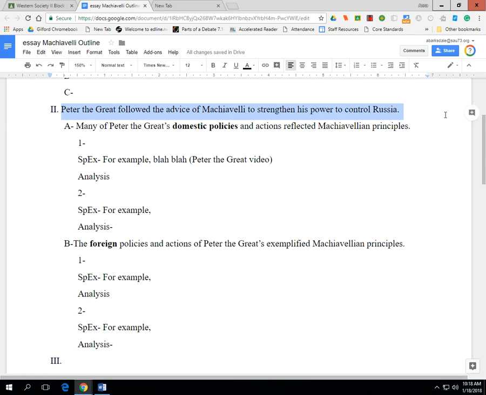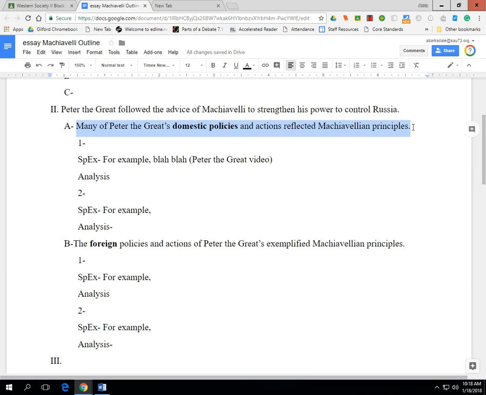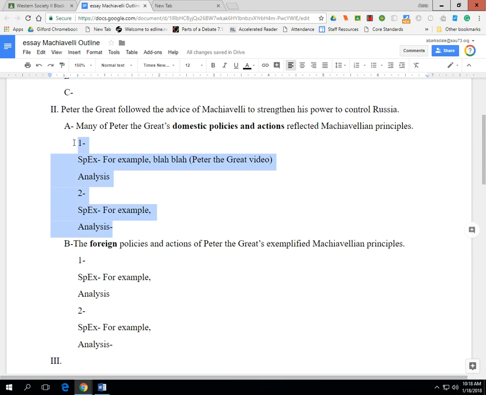Okay. On Thursday, we also began to set up the outline, and remember how it worked. We set up our proof sentence, which is going to give us our big, broad statement about Peter the Great using Machiavelli to control Russia. Then in our A statement, we put many of Peter the Great's domestic policies and actions reflected Machiavellian principles. Now, the reason why I bolded domestic was because at 1 and 2, your 1 and 2 analysis for part A are going to be about 2 of Peter's domestic policies. You're going to allude to Machiavellian principles, and you're going to explain how they support the thesis.